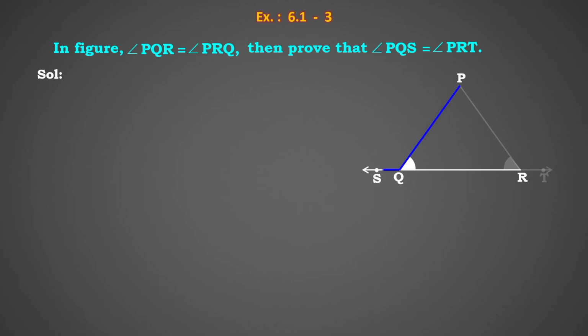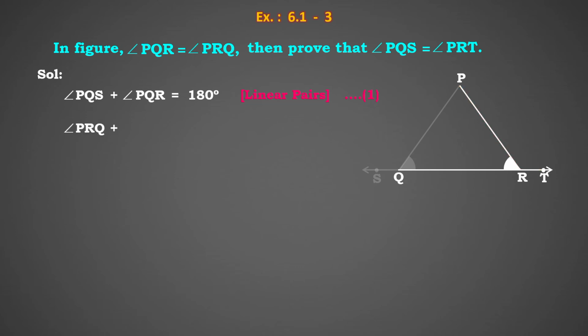Solution. Angle PQS plus angle PQR equal to 180 degree because they are linear pairs. Equation number 1. Angle PRQ plus angle PRT equal to 180 degree because they are also linear pairs. Equation number 2.